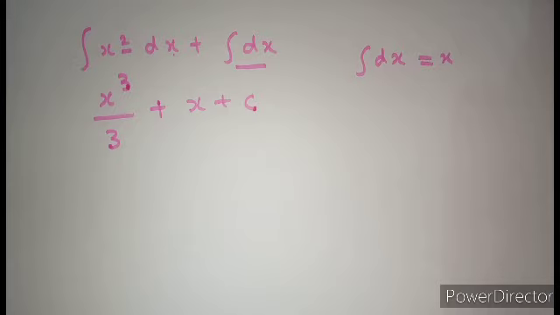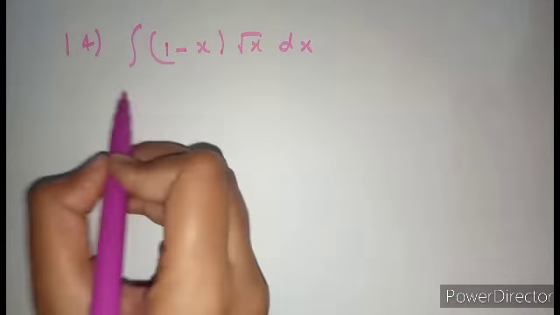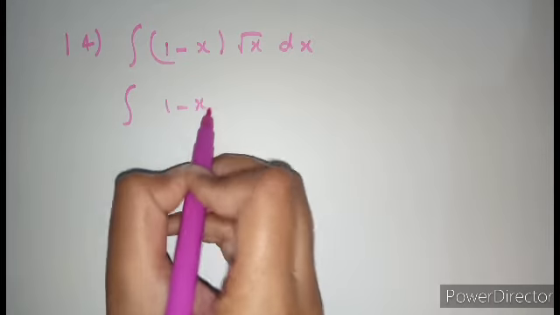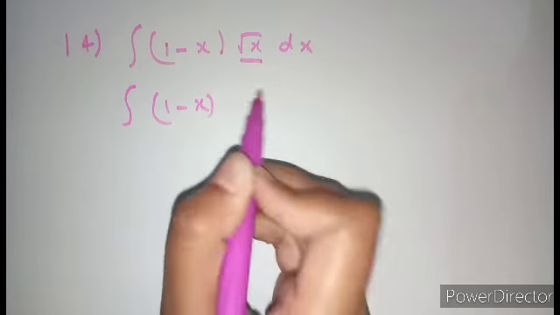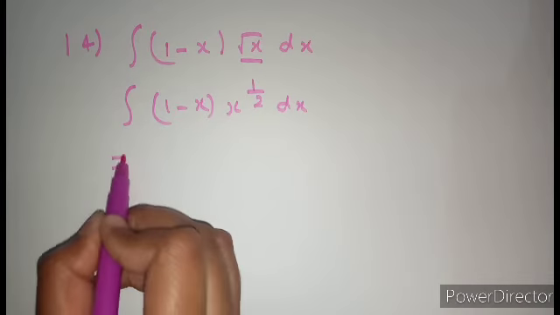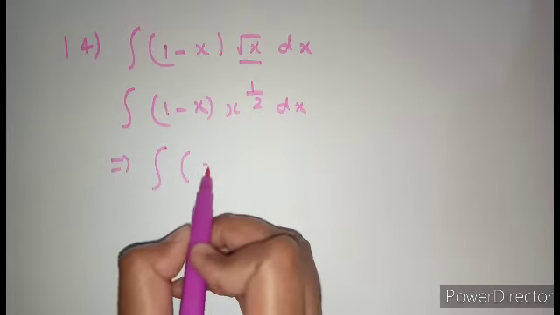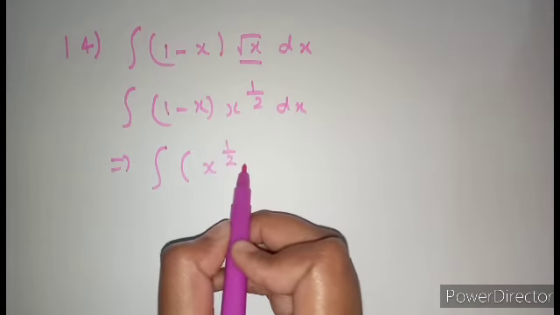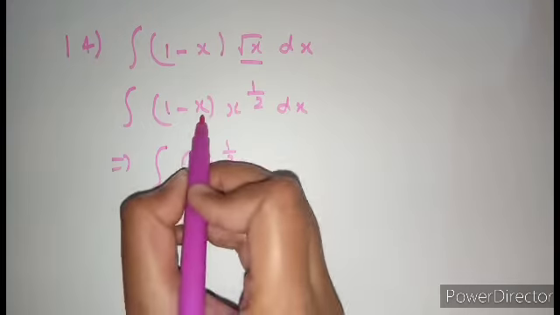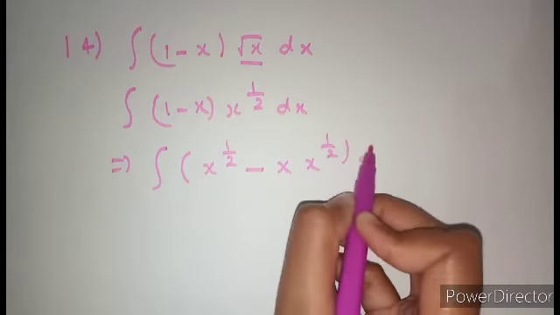Let's move on to 14th question. 14th question says integral 1 minus x of root x into dx. Now this root x can be written as x to the power of 1 by 2 dx. Now multiply this. Integral of 1 into x to the power of 1 by 2 is x to the power of 1 by 2 minus, multiply these two, x into x to the power of 1 by 2 dx.